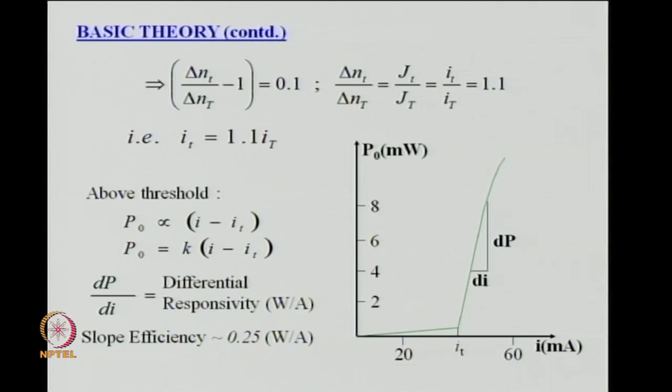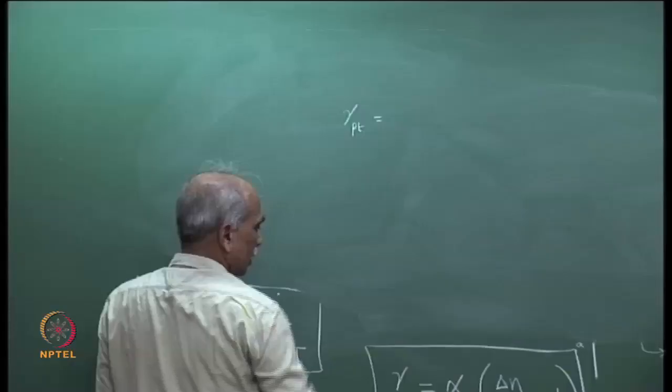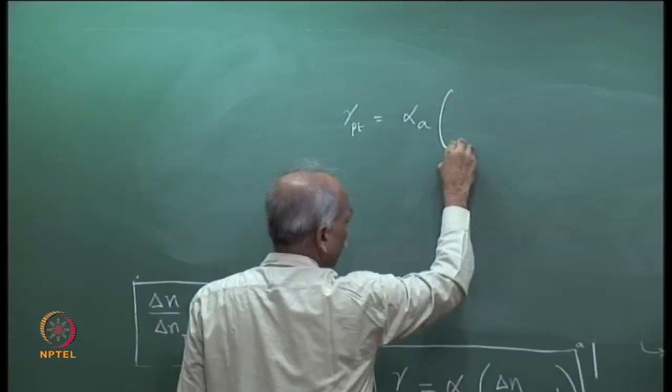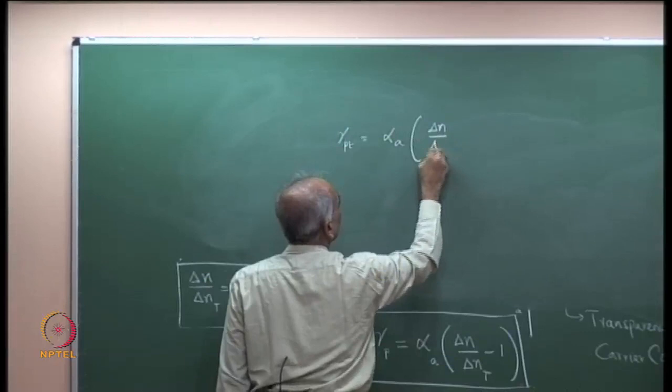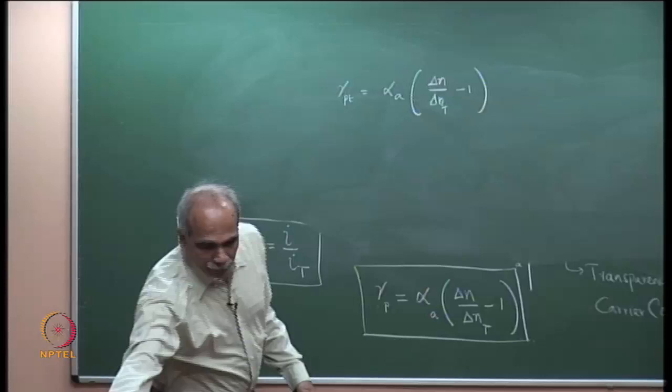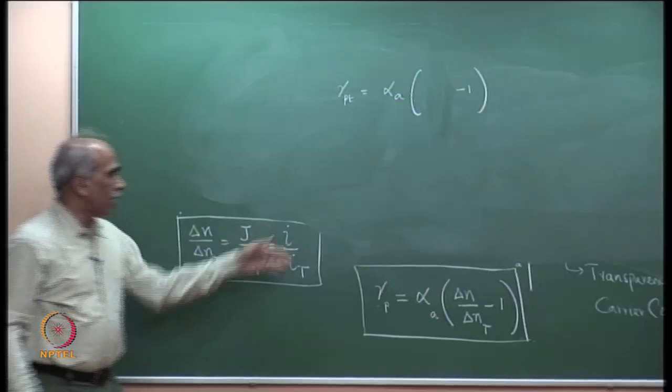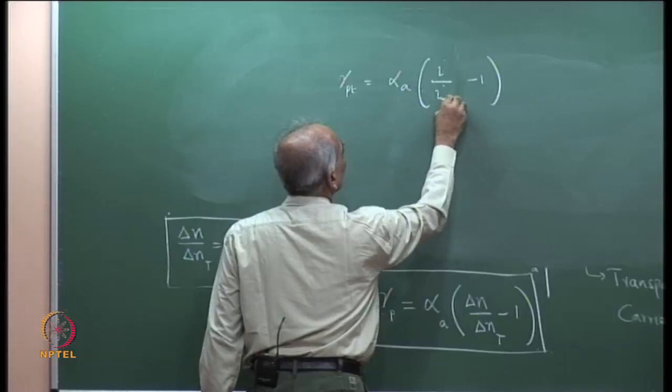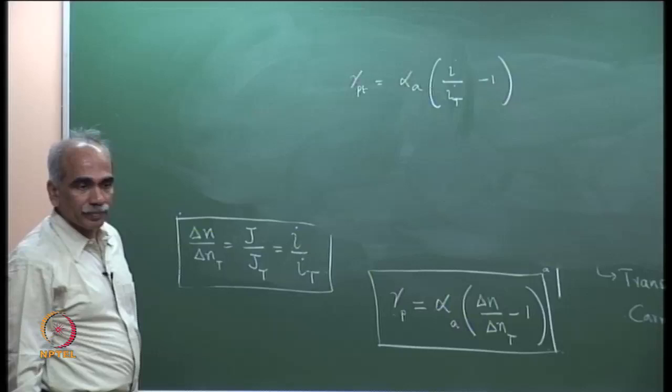So both are here. So you equate gamma pt, which is equal to alpha a into delta n by delta n t minus 1. I can replace this delta n by delta n t by I and I t, transparency, because I have shown here it is I by I t, because in a practical device you pass current, your control is on current. So I by I t minus 1. So this is the threshold current.